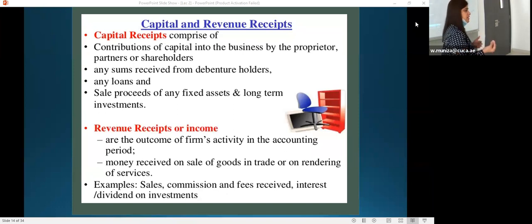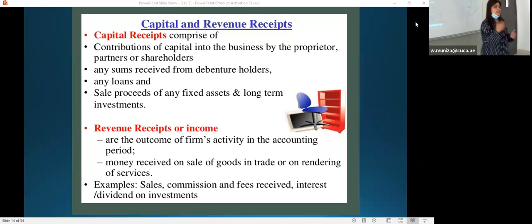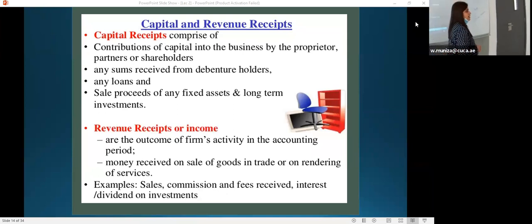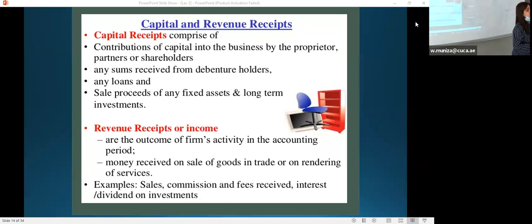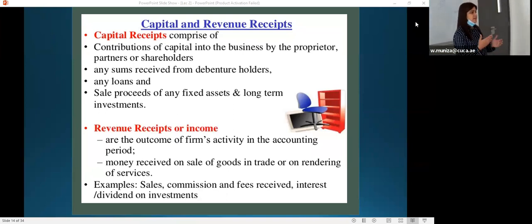It is a non-routine receipt. We are not receiving it in a frequent manner. We are not receiving it in a regular manner. It is known as a capital receipt. On the other hand, revenue receipt is the receipt which we are having in a routine manner, in the ordinary course of the business. On a daily basis, we are receiving some earning, some income. It is known as a revenue receipt.